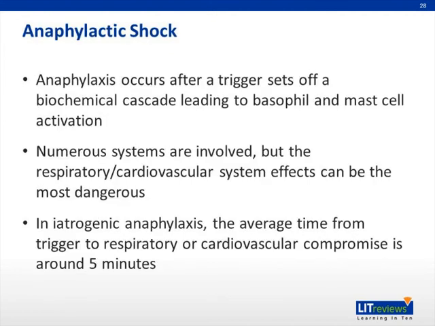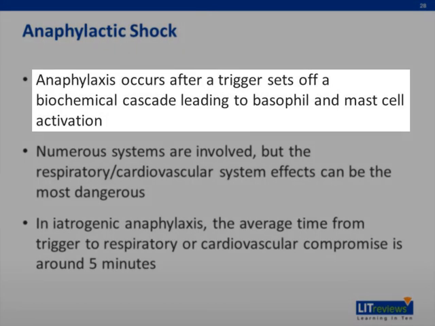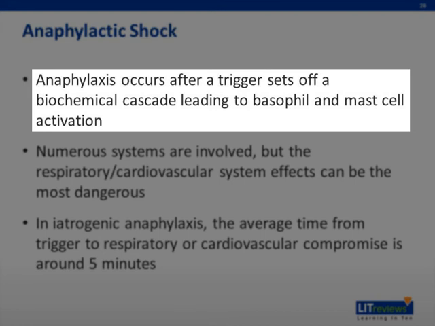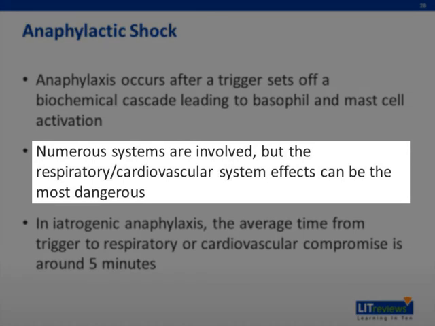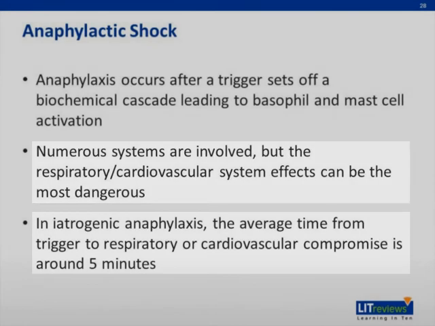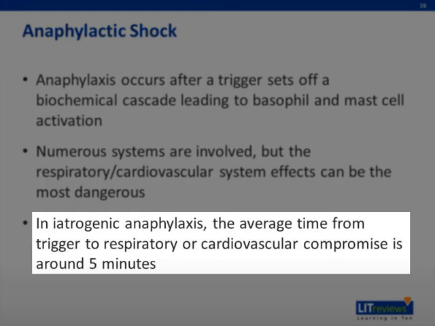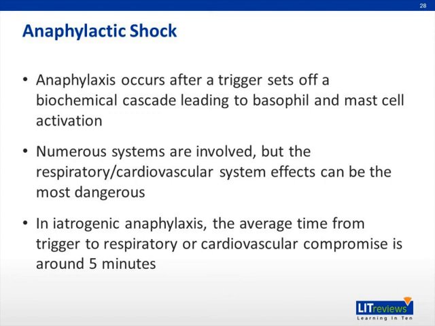Lastly, we're going to discuss anaphylactic shock. Anaphylaxis occurs after a trigger sets off a biochemical cascade leading to basophil and mast cell activation. There are numerous systems involved, but the respiratory and cardiovascular system effects can be the most dangerous. In an iatrogenic anaphylaxis, aka anaphylaxis caused by us, the average time from trigger to respiratory or cardiovascular compromise is only around 5 minutes.